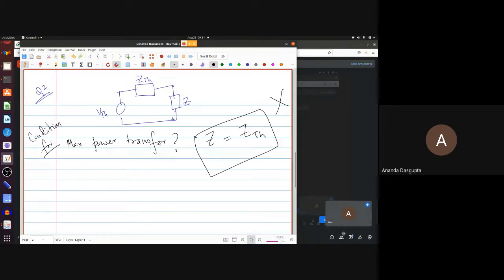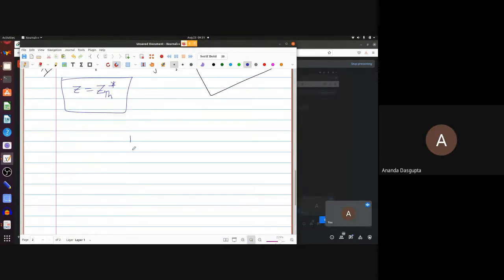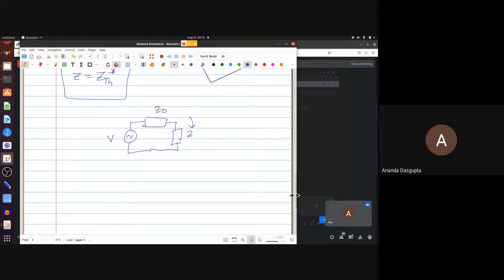So the answer really is, for maximum power transfer, what you need. Let's just try to show that. And for that, you don't really need a Thevenin equivalent. All you need is your V, you have Z0, and you have a Z. And you're asking under what conditions maximum power is transferred to Z, right? After all, what does Thevenin's theorem do? It changes your actual original complicated circuit into basically a circuit which is as simple as this one.